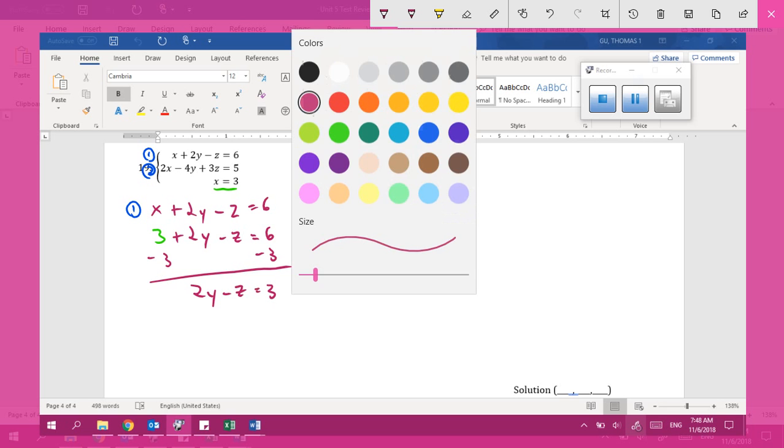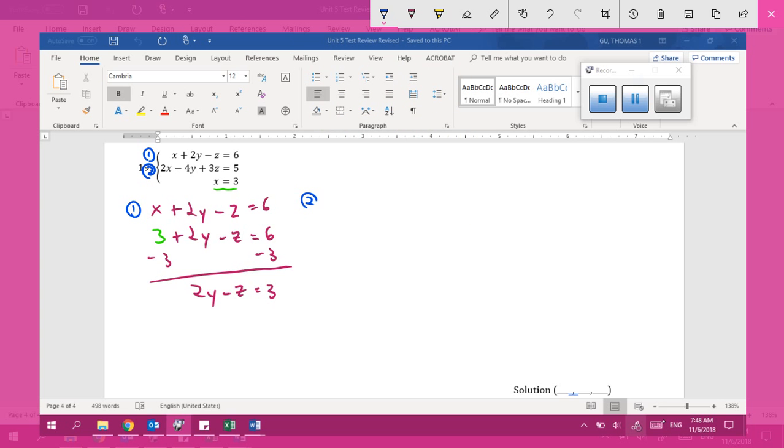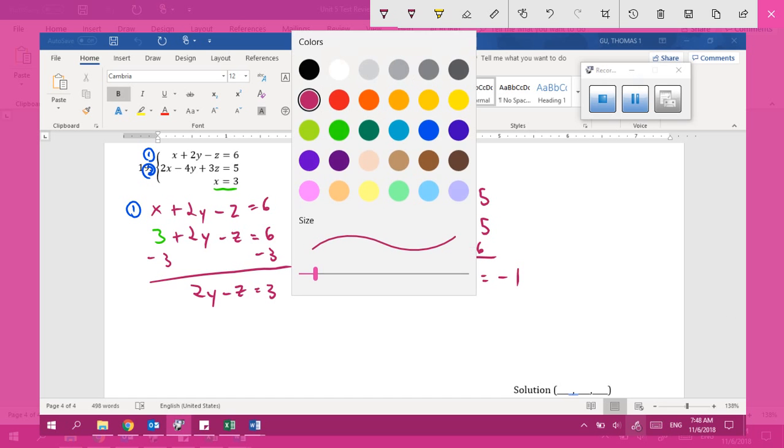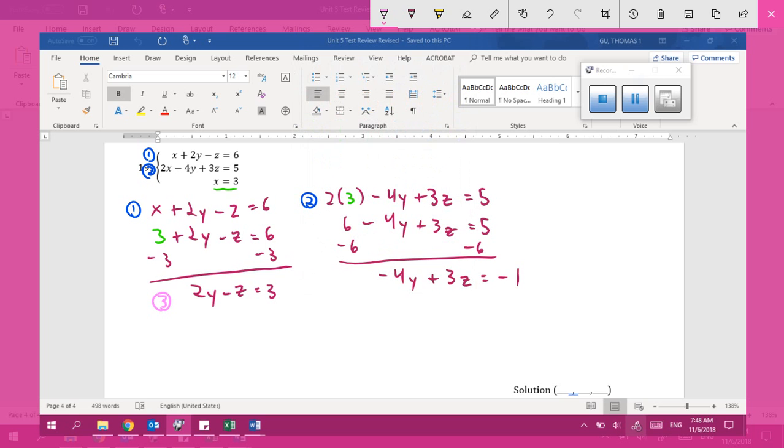Now we have to do the same thing with the other equation. So on equation 2, we're going to write 2x, but x is 3. So 2 times 3 minus 4y plus 3z equals 5. Alright, 2 times 3 is 6. Minus 4y plus 3z equals 5. And so then we subtract 6 from both sides. And so then our new equation is going to be negative 4y plus 3z equals negative 1. So these are our two new equations, equation 3 and 4.